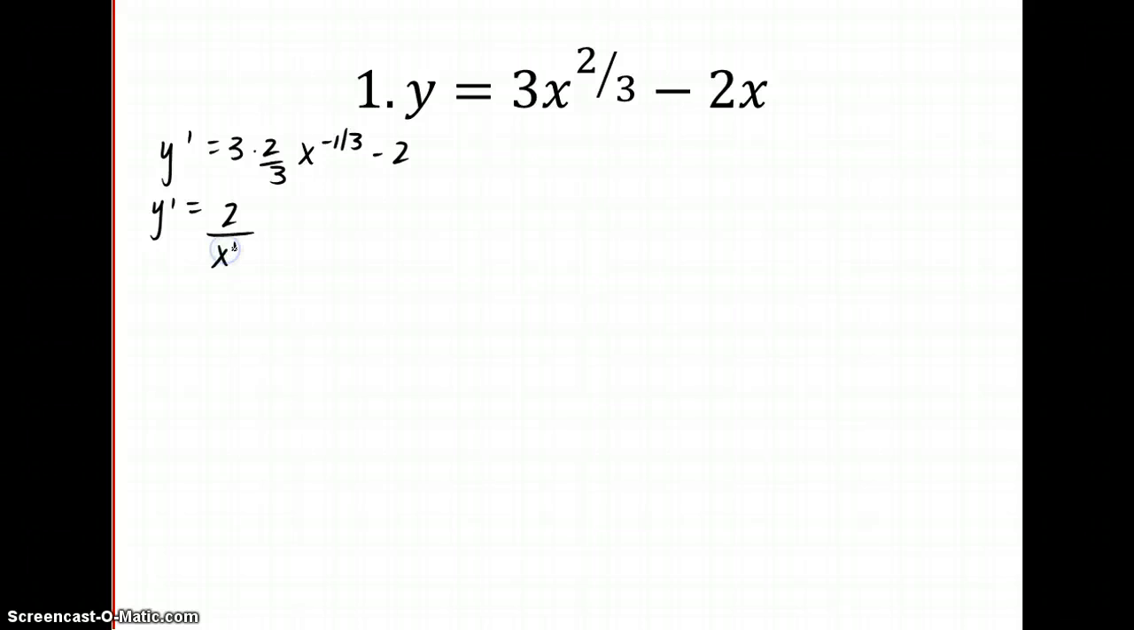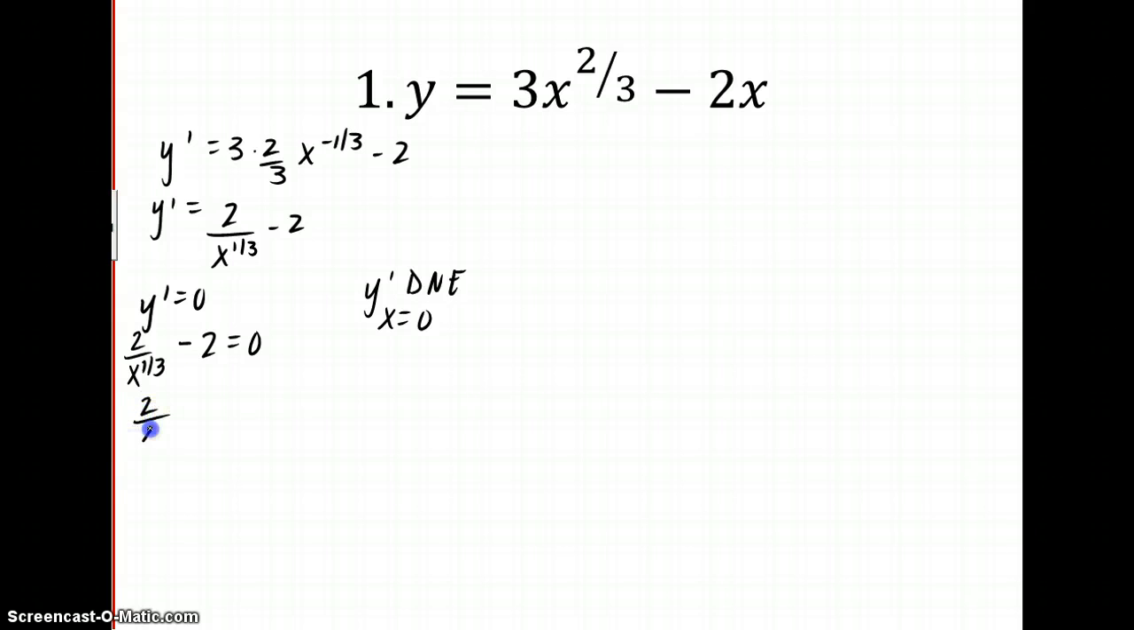Two over x to the 1/3 minus 2. Y prime equals 0. Y prime does not exist. The derivative doesn't exist when x equals 0. Now this first condition, and I'm sure I've said it to almost every single one of you in class today, don't just think that this condition won't give you any critical numbers.